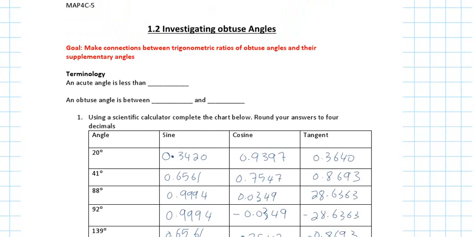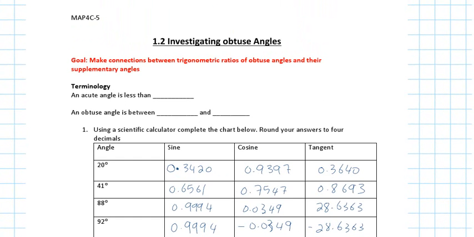So today we're going to talk about investigating obtuse angles. And what's the definition of the word obtuse? Triangle has no 90 degrees. There's no 90 degree, so any angle that's not 90 degrees. And then we're going to make a connection between trig ratios of obtuse angles and their supplementary angles.